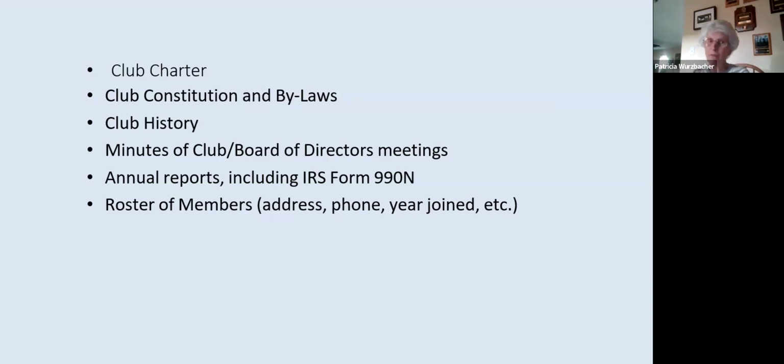I do have all the minutes for this year, not for previous years, of the club minutes, and I do have all the board of director minutes, because there have been times I've had to go back and look something up, and it was easier to look in my printed minutes. Annual reports and the IRS forms, Bill carries all of those for our club. I do carry a roster of our members also with their address, their phone number, their year joined, and their email address and other pertinent information.